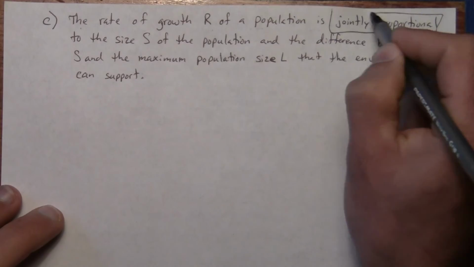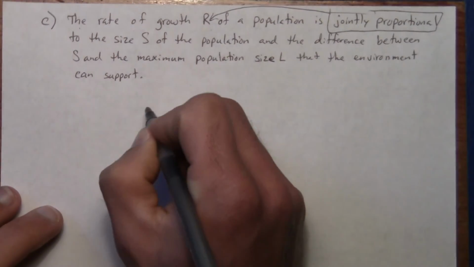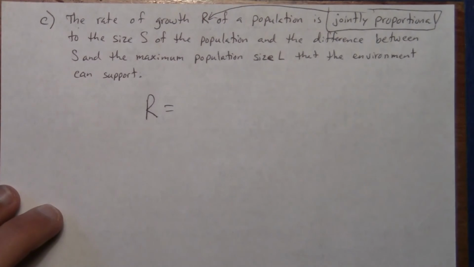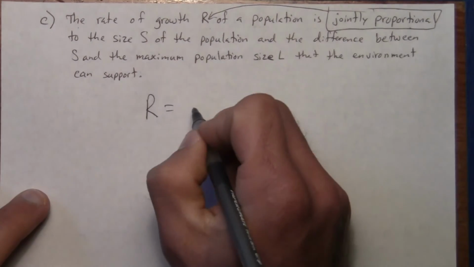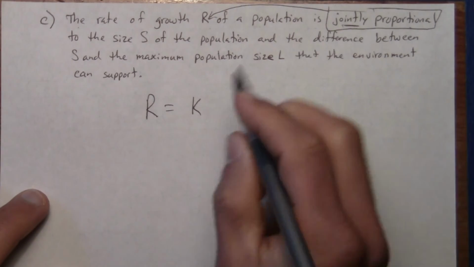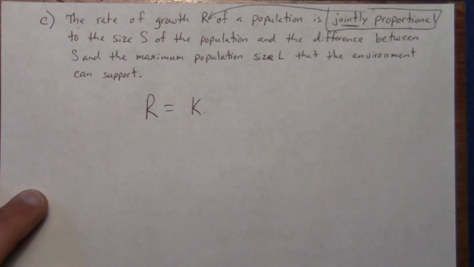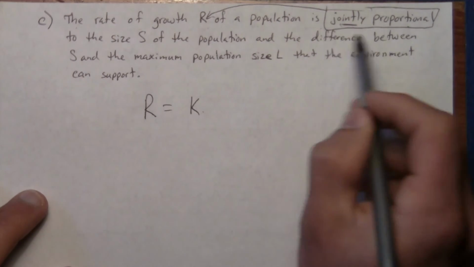So as soon as I see that, I'm going to look, what's actually in front of it? Well, it's the rate of growth, or capital R. That's what's going to be isolated on the left-hand side. Again, it doesn't say varies, but proportional, kind of the same thing. I know k is automatically there. It's jointly. So I should be multiplying by 2 or more things here. So now I'll figure out what are those things, and I'm going to find that on the right side.